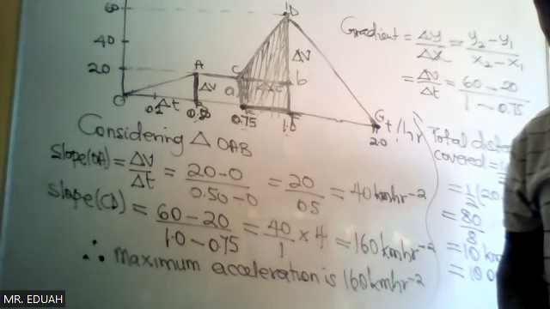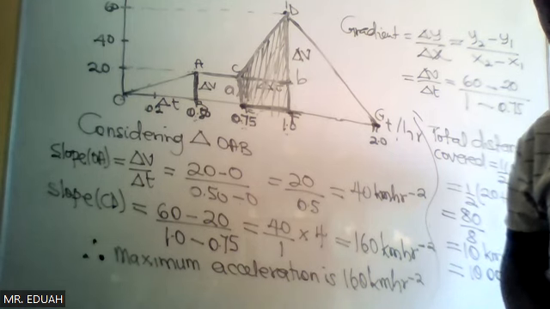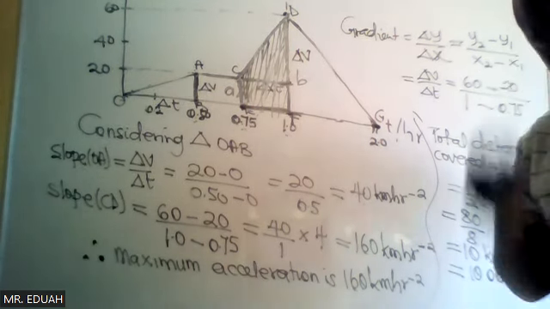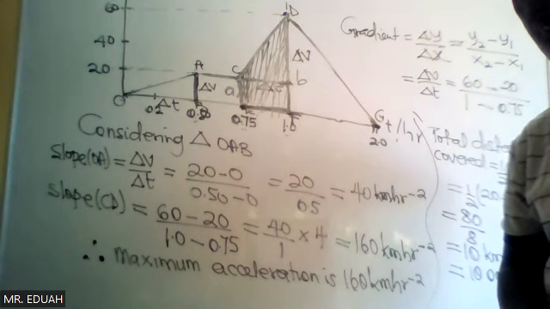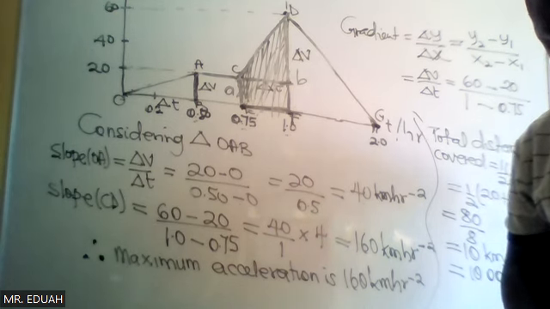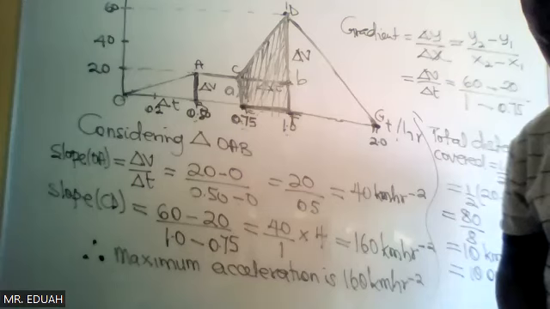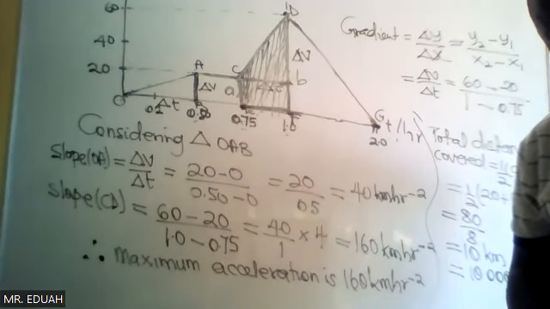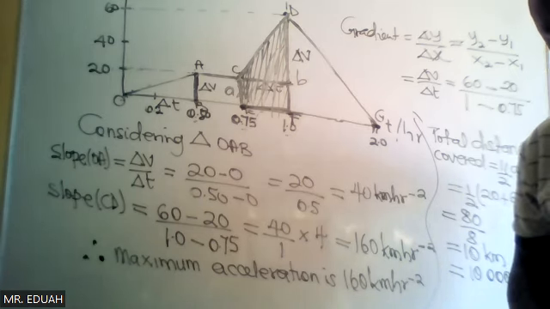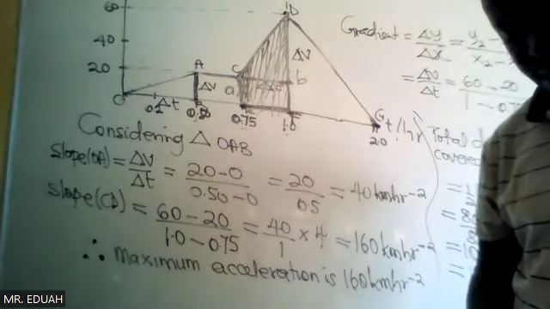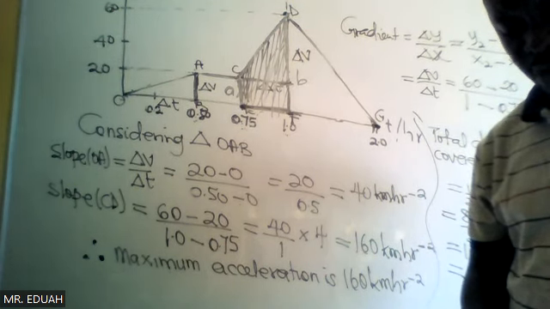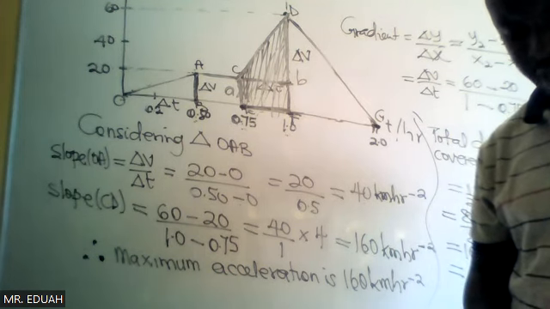Now, A, what is the acceleration of the object during the time interval t is equal to 3 to t is equal to 5? B, what is the average speed of the object during the time interval t is equal to 6 seconds to t is equal to 8 seconds? Then C, what is the total distance traveled during the first 3 seconds?